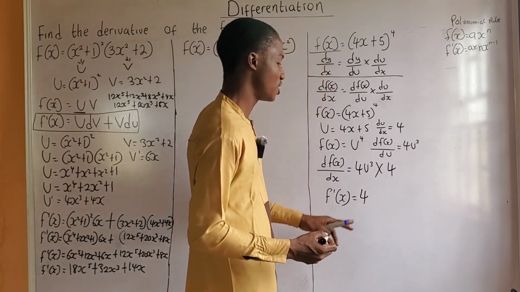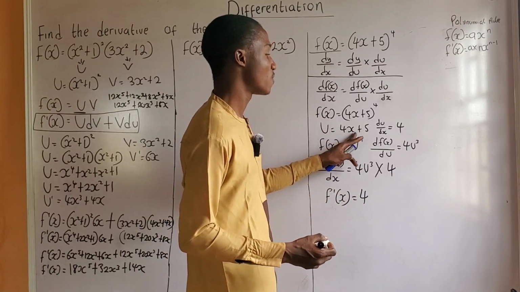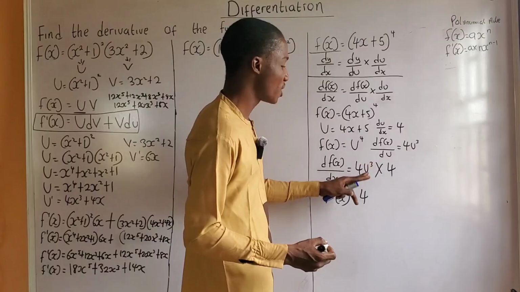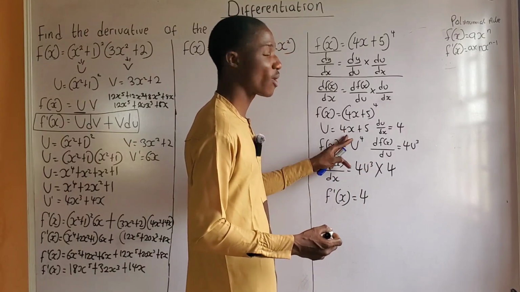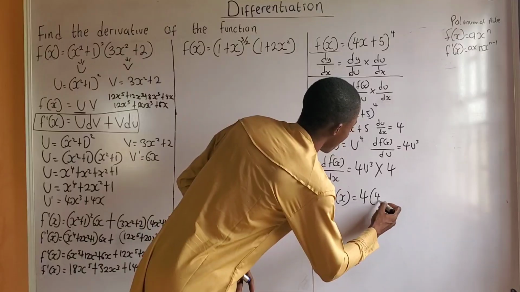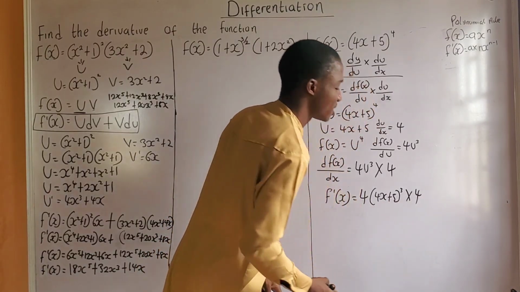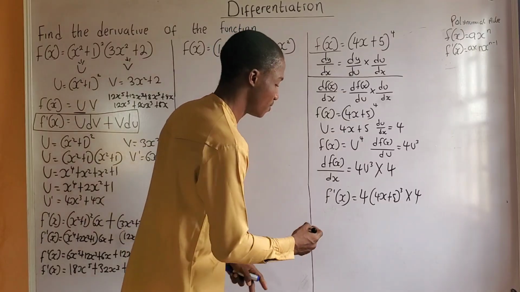Now, listen to me carefully. Don't forget that we have already set u equals to what? 4x plus 5, right? So instead of u, I'm going to replace u with 4x plus 5 in this. Hence, I'm going to have 4 multiplied by 4x plus 5 raised to the power of 3 multiplied by 4. You can see that it's simple. Okay, we are not done.